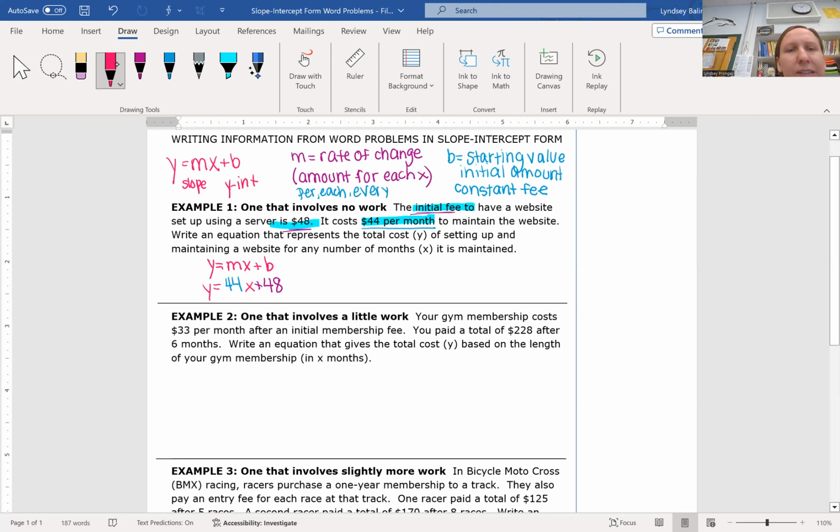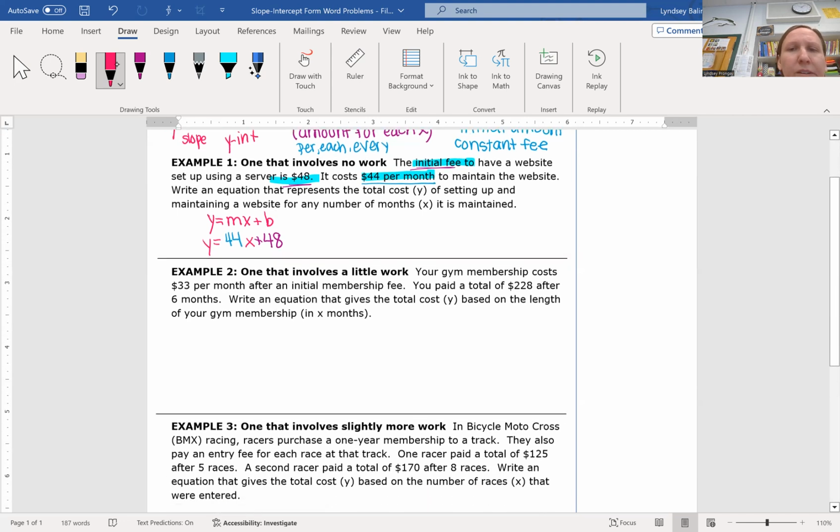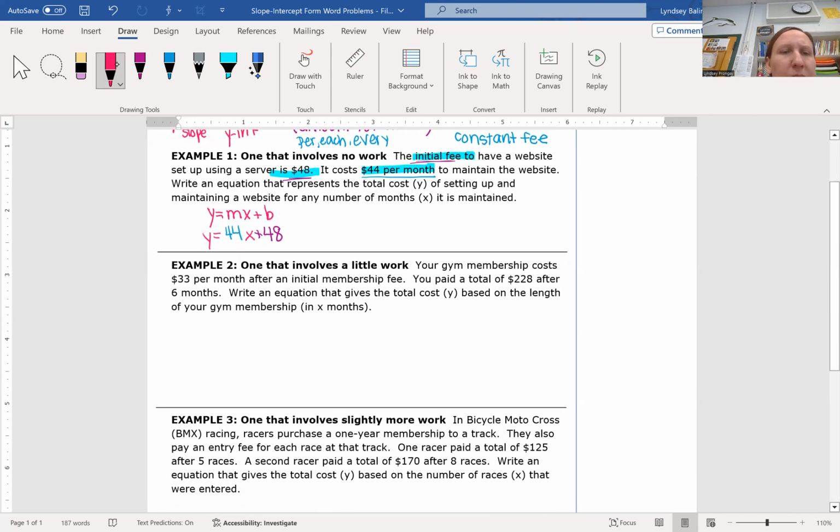Example 2, you can see it says involves a little bit of work. So in this one, our gym membership costs $33 per month after an initial membership fee. So $33 per month after an initial fee. You paid a total of $228 after 6 months. Write an equation that gives the total cost y based on the length of your gym membership in x months. Okay, so once again, I'm going to start by writing my y equals mx plus b.